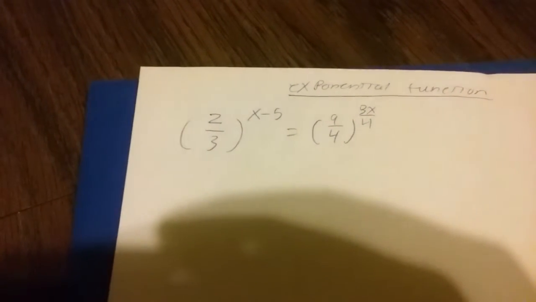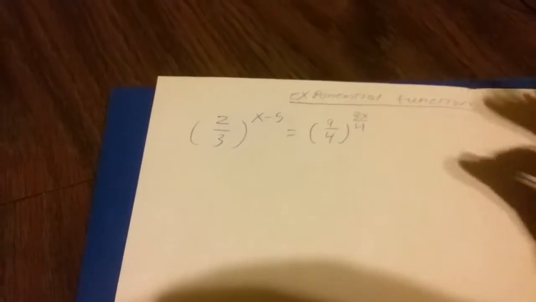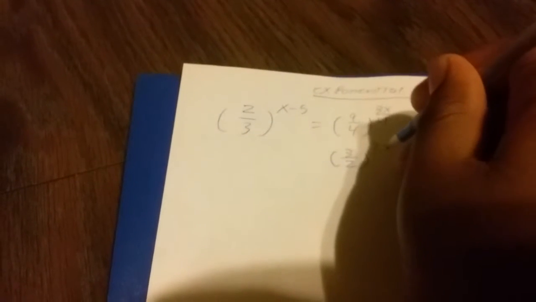2/3 to the x minus 5 equals 9/4 to the 3x over 4. And first, we have to get 9/4 simplified because it's not in the simplest form. And as we know, 9/4 can be simplified to 3 over 2, so we have 3 over 2 to the 3x over 4 equal to 2/3 to the x minus 5.